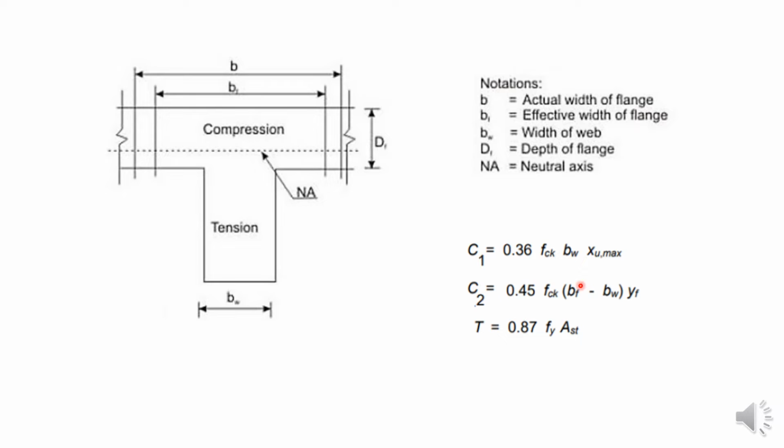Let C1, that is compression, be equal to 0.36 FCK BW into XU max, and C2 is equal to 0.45 FCK into BF minus BW into YF. And then the tension force is equal to 0.87 Fy into AST. These are the notation as well as the forces in compression as well as tension. Let us see the design procedure. This is clearly given on page number 96 of Annexure G, 2.1, 2.2 and 2.3. Let us see one by one.